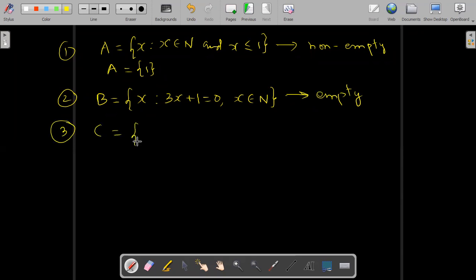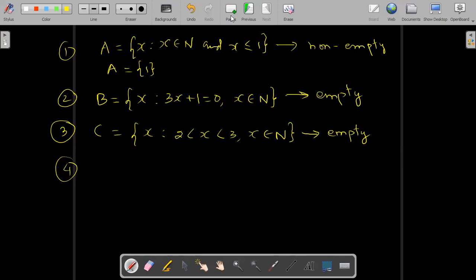And C is the set of all x such that x is greater than 2 and less than 3 and x belongs to natural numbers. Is there any natural number between 2 and 3? No. So this is also an empty set. There is no natural number between 2 and 3. Like this, we can have more examples.